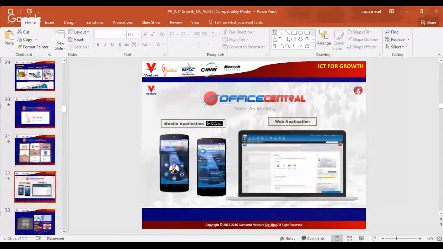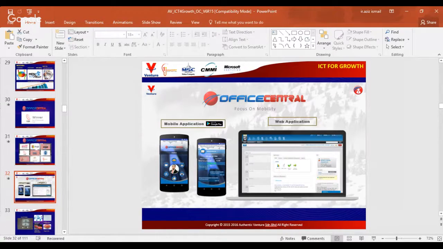On Office Central, one is the mobile application. You can see on the left, you can download the mobile application on your handphone. For example, we provide a mobile app for Android phones. Then the web application. You can see that you have a lot of applications under Office Central. You can use one of them, or you can use all if you like.